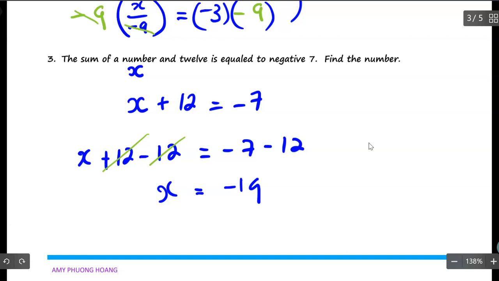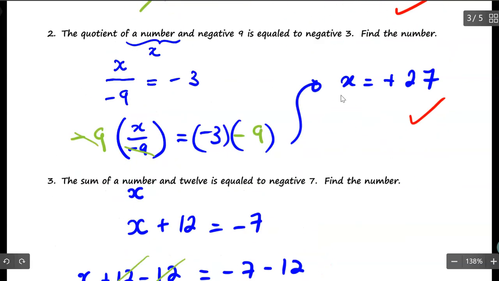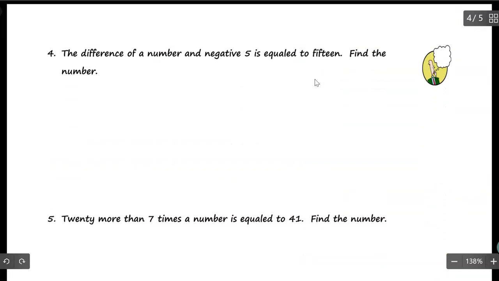Okay, x is equal to negative 19. So the sum of negative 19 and 12 is equal to negative 7. So it's actually quite true. In the end, we should read the word problems one more time with the solution that we found to see if it actually makes sense. If you take negative 19 and add 12, it should be equal to negative 7. Okay, let's continue to the next one.